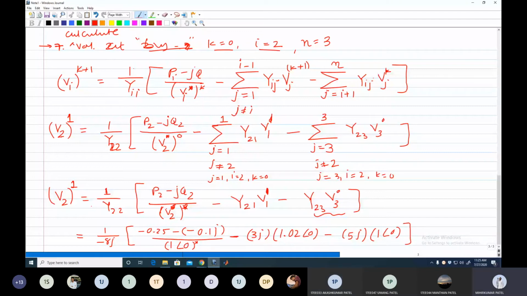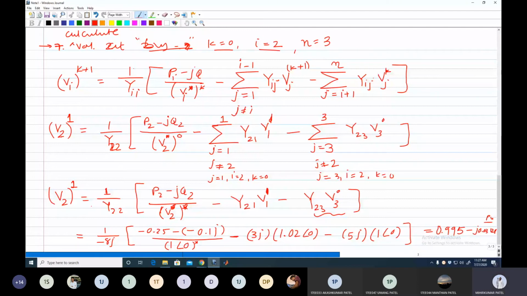So what is the final answer for this? Just calculate quickly. The final answer for V2 1: let me write it, and you can verify it yourself. Always consider four digits after the point. So it is 0.9950 minus j 0.03125, and it is in per unit. So that clears step number 7.